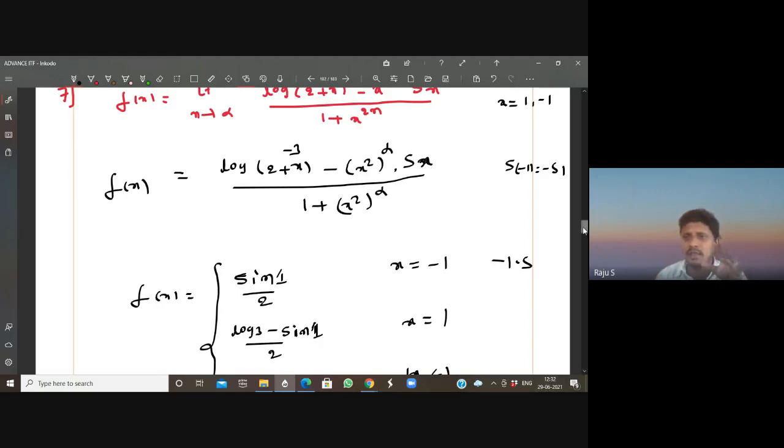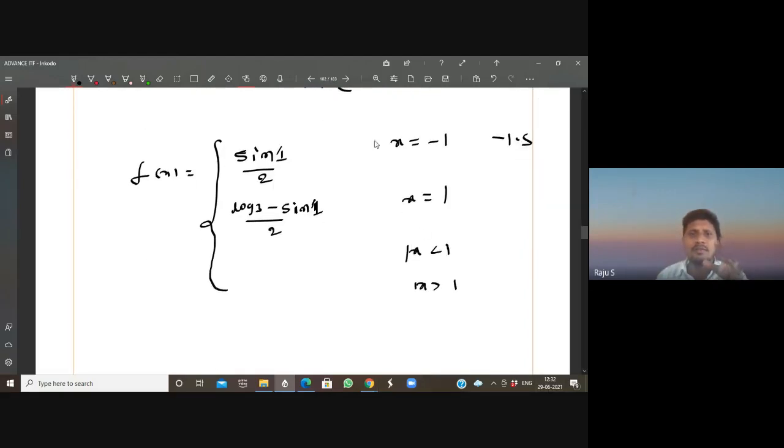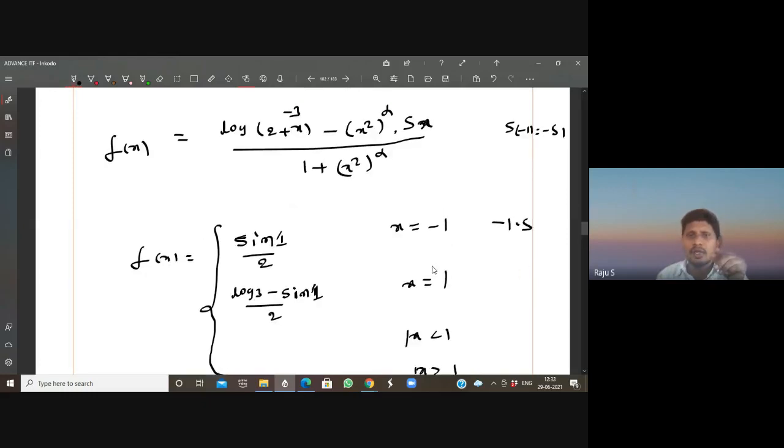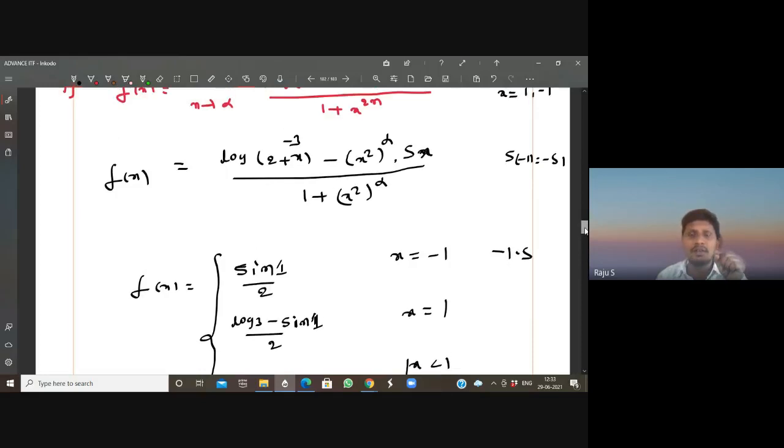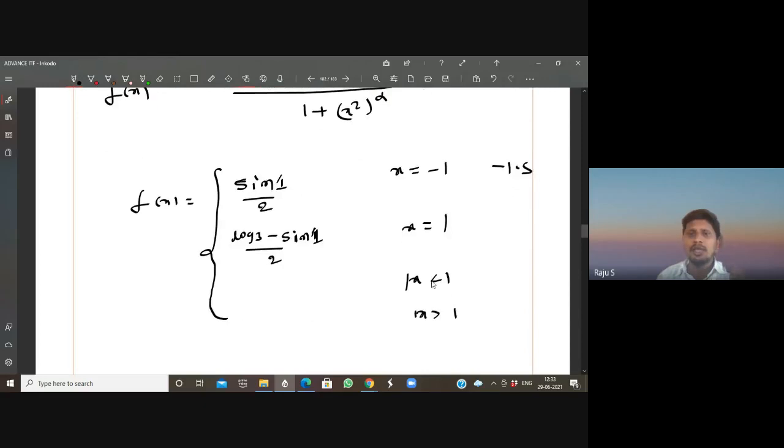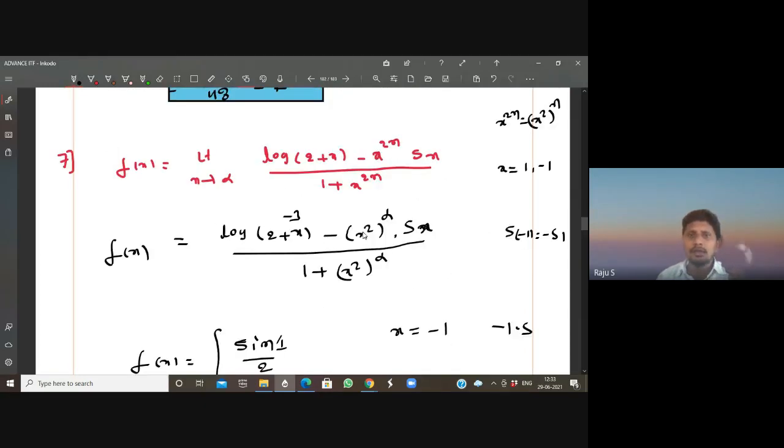In the same way, at 1 also, greater than 1, you can take. At exactly 1, we got log 3 minus sine 1 by 2. But if it is greater than 1, we are again getting different values. 2 plus 1.5 you can take, so log of 3.5 by 1.5 whole square. We are going to get infinity. What about the x power? If I take 1.5 whole power infinity, what is it? Infinity by infinity, undefined. The right-hand limit at 1 is not possible.